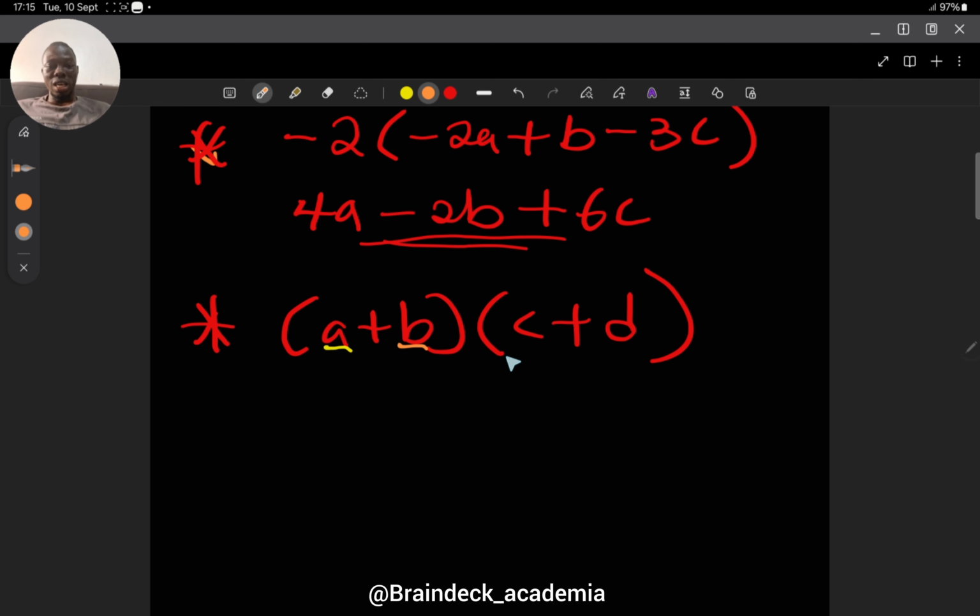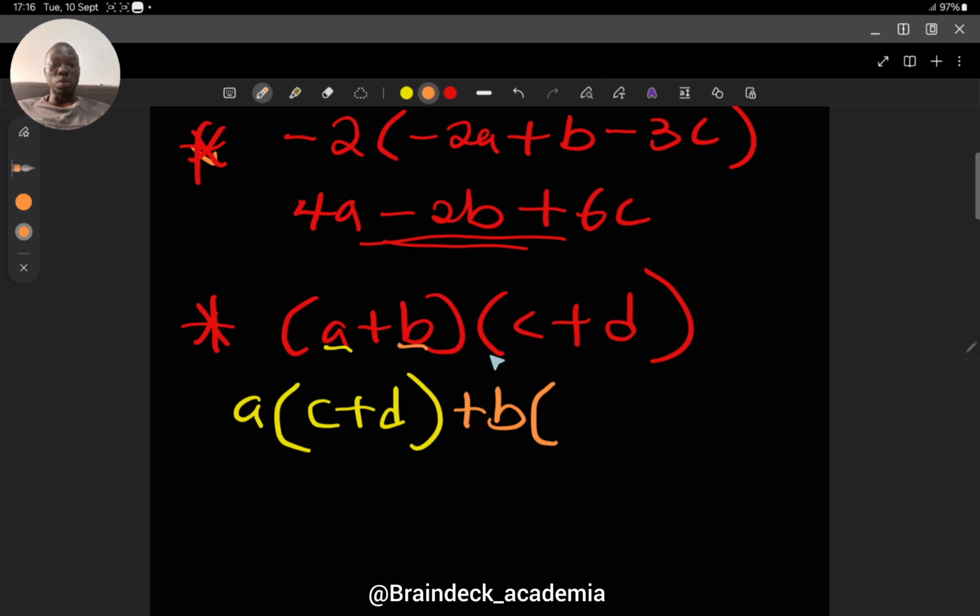So meaning you are using a to multiply everything here and b to multiply everything here. So this will simply mean a bracket c plus d. Then you are now using the second value in the first bracket to multiply everything in the second bracket, which is c plus d. You can see that, right?